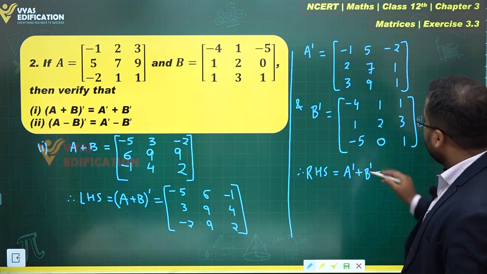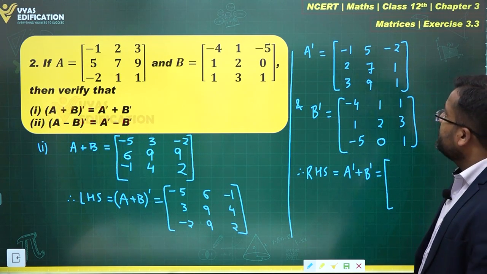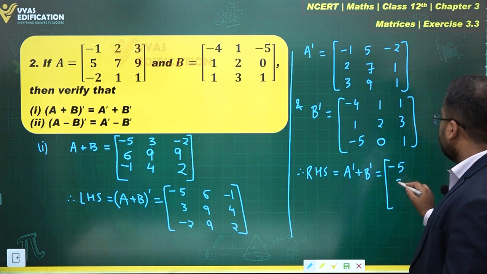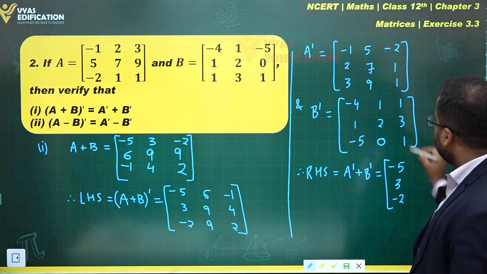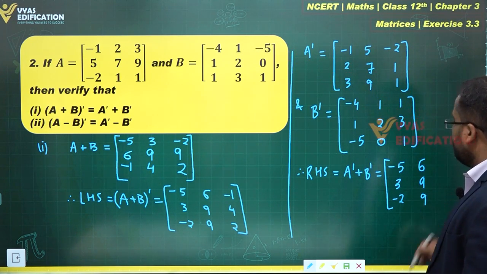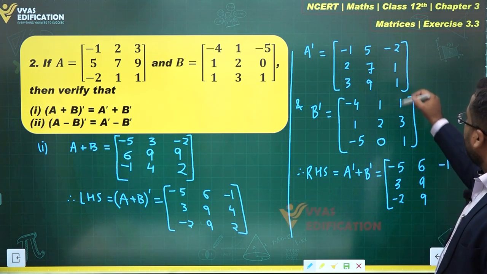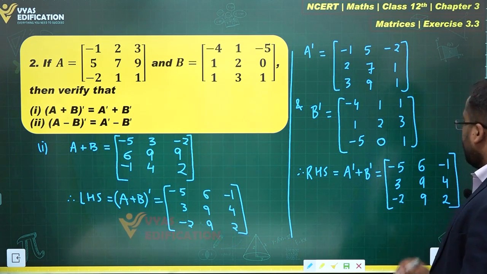This is equal to the sum of these two matrices. Let's add the corresponding elements. This is minus 1, minus 4, which becomes minus 5. This is 2, 1, which becomes 3. This is 3 minus 5, which becomes minus 2. This is 5, 1, which becomes 6. 7, 2 becomes 9. 9, 0 becomes 9. What about the last column? Minus 2, 1 becomes minus 1. 1, 3 add up to 4. 1 and 1 add up to 2. This is what I have.